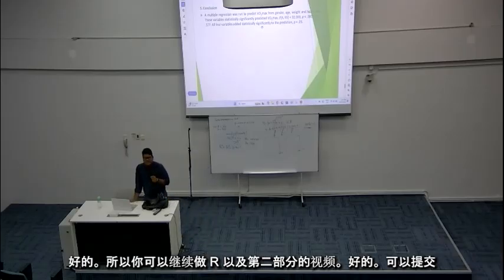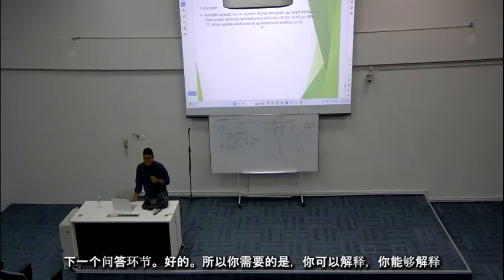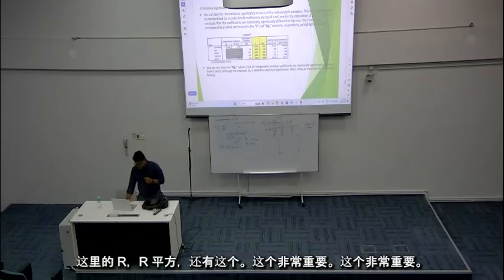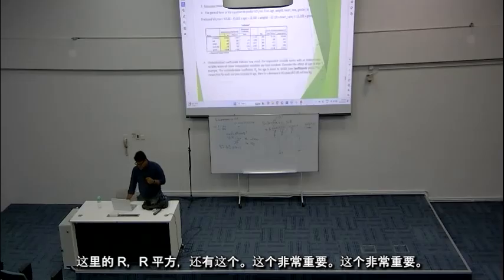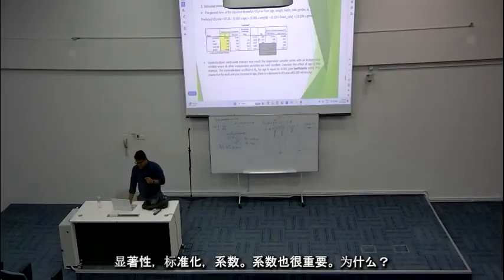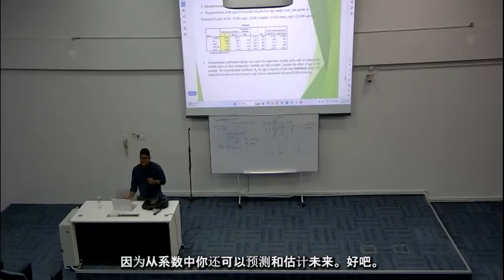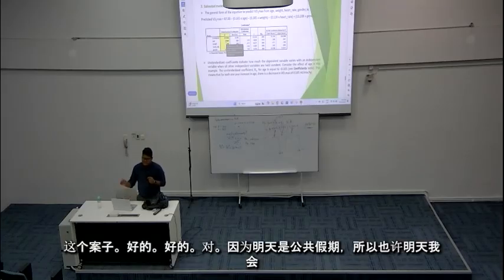So you can proceed doing the R and also the video for your part 2. You can submit next Tuesday. What you need is to be able to explain the R, R square, and also this one. This is very significant, this one is very important: the significance and also the unstandardized coefficient. The coefficient is also important. Why? Because from the coefficient you can predict and estimate the future for this case.